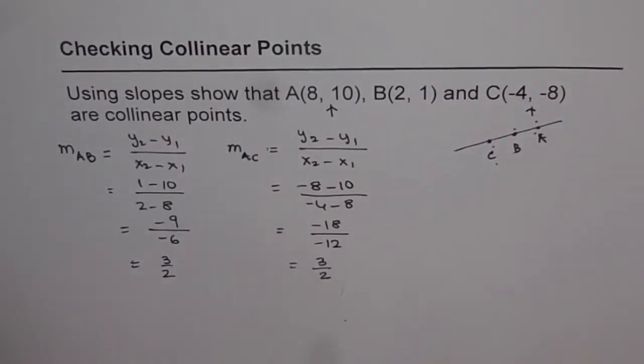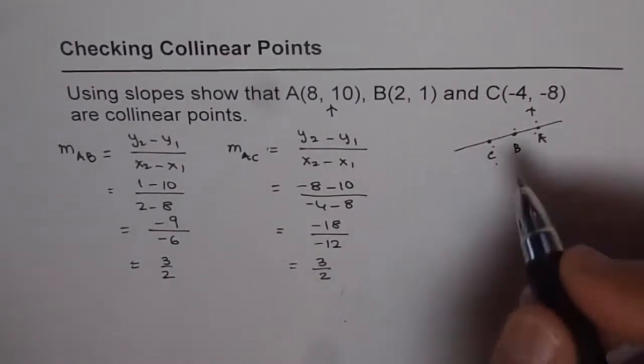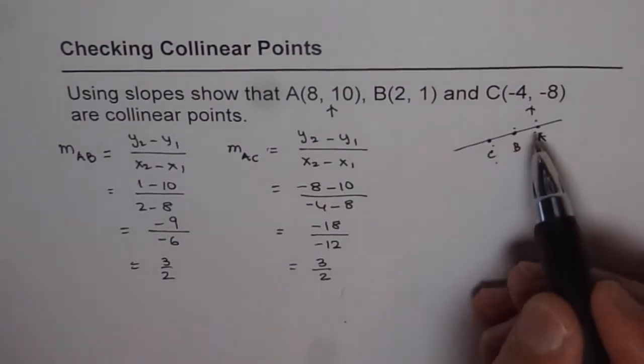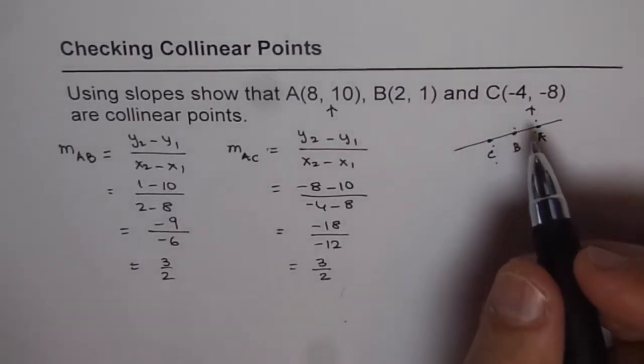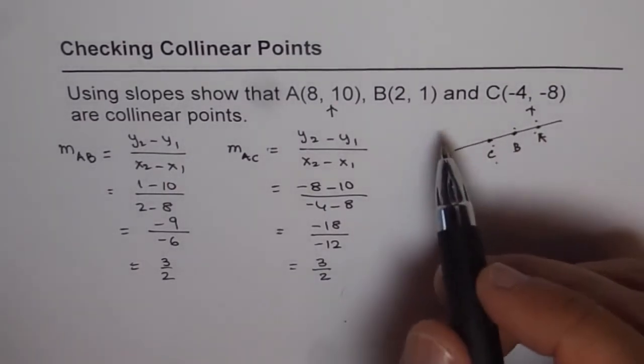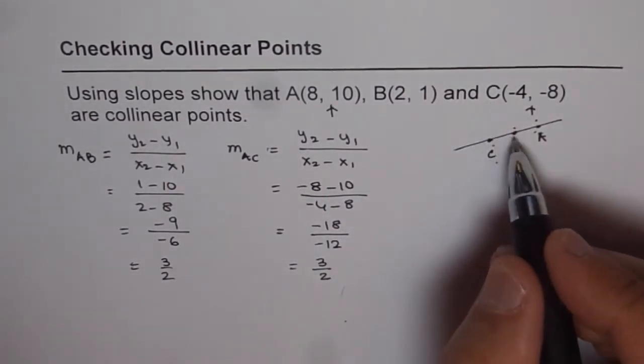So we see that both the slopes are the same, right? We found that the slope from A to B and from A to C is the same, therefore they are collinear. You can always check the slope between the points B and C also. That should be the same, right?